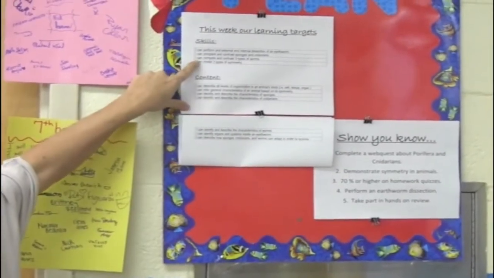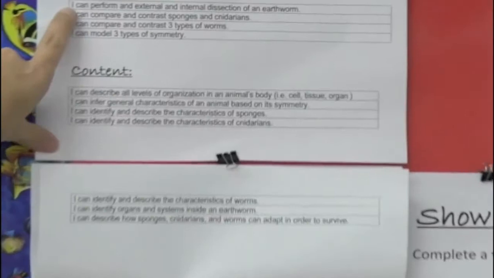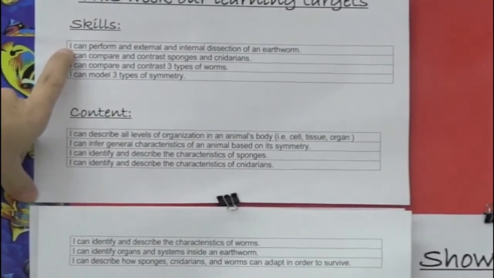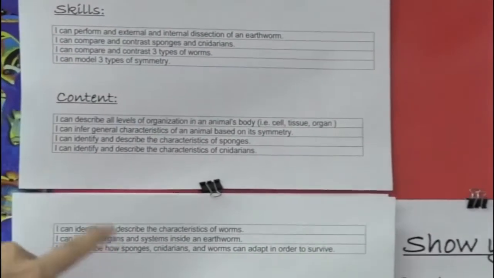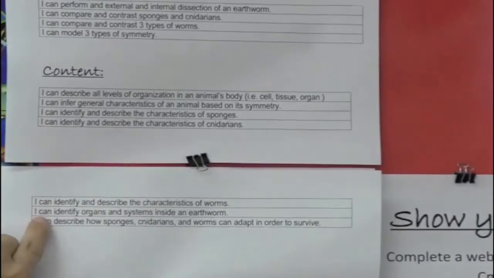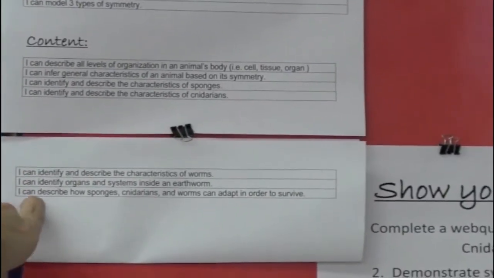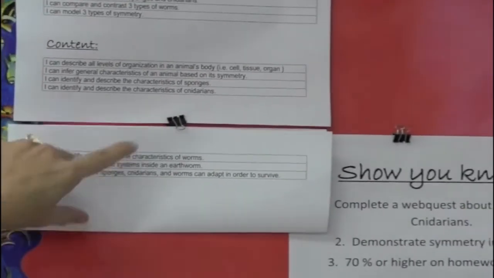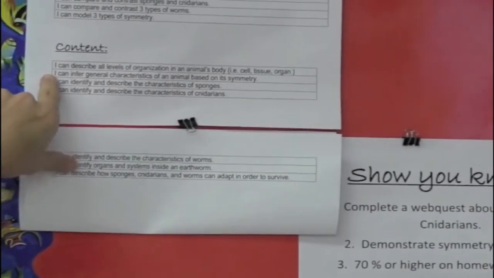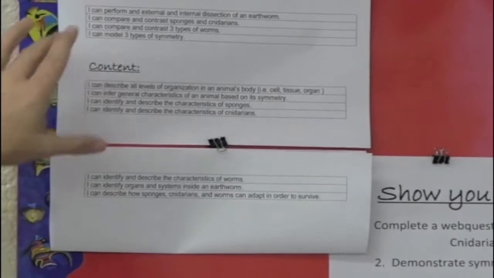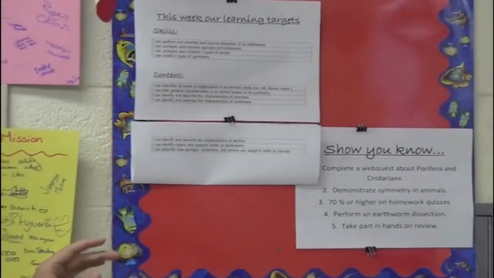We have skills, so for this one, it's about I can perform an external and an internal dissection of an earthworm. And for content, they have to know I can identify organs and systems, I can describe how a worm can adapt in order to survive, and I can infer symmetry. So these were the 4 I can statements that they'll be assessing.